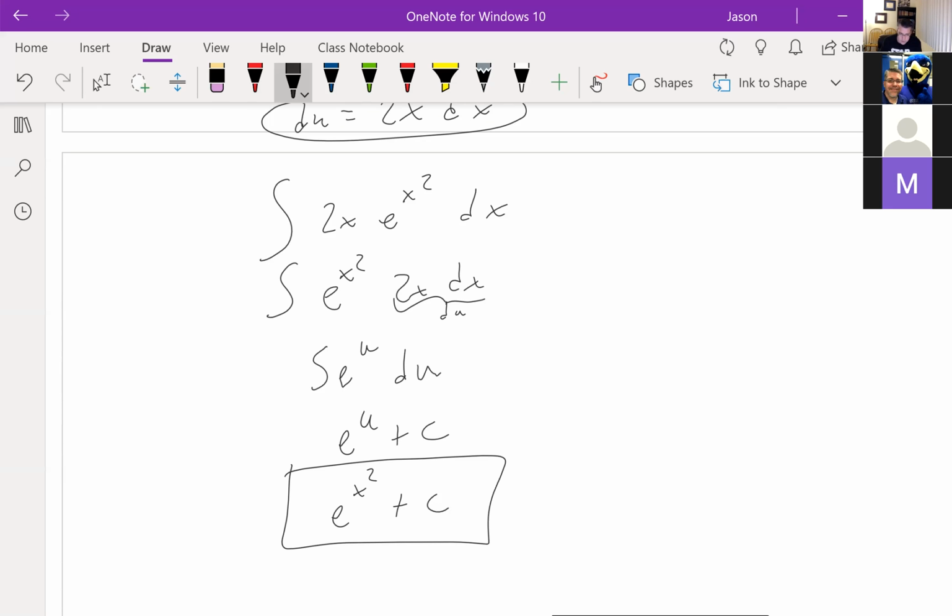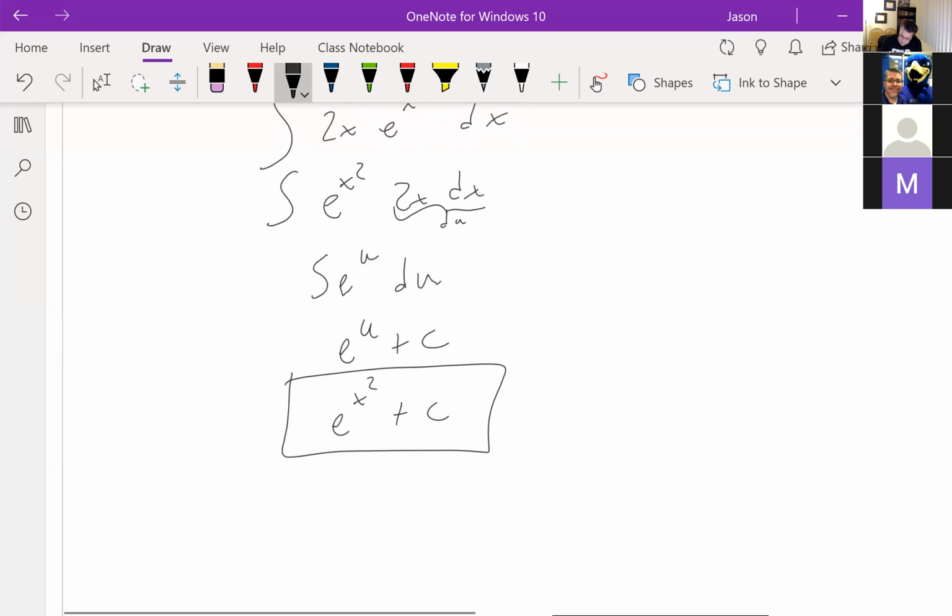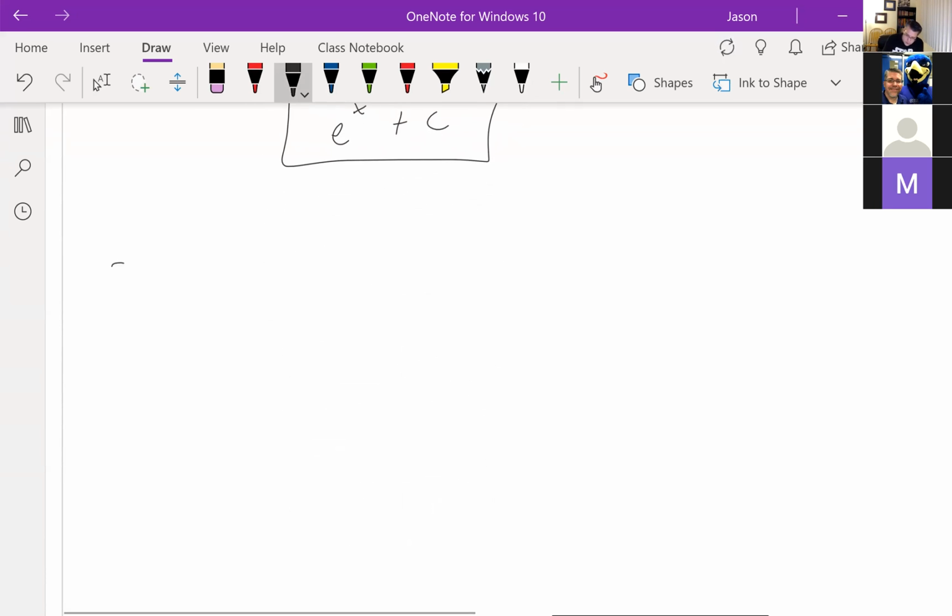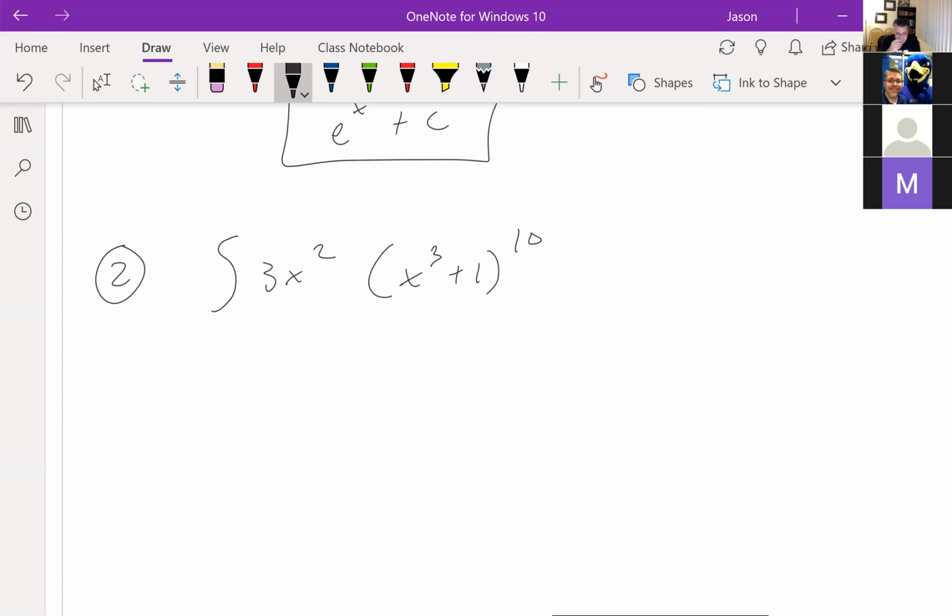Okay, let's try another one here. Number 2, we have 3x squared times x cubed plus 1 to the 10th power dx. So what's the u in this case? What's the u? Is the u the x squared, or is the u the x cubed plus 1?